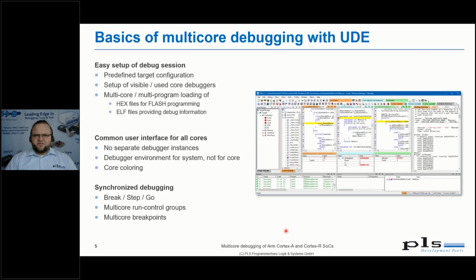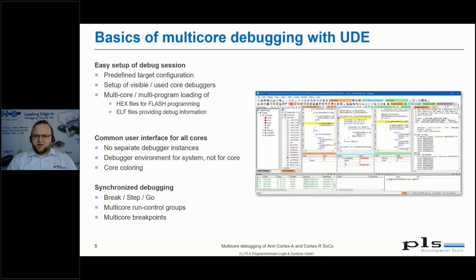UDE in general looks like that. We have a main window, and in this main window we have every view for every core included. So we have one user interface for the overall system. With our latest UDE 2021, we have a completely newly developed user interface. We are using a new framework, especially made for debugging high-end multi-core SoCs to keep the view of them.